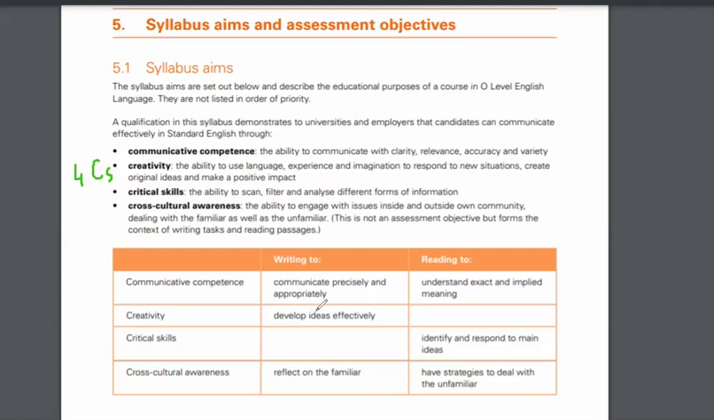Creativity: to be able to develop ideas effectively, especially with reference to the writing paper. Critical skills: especially with reference to the reading paper, you will be able to identify and respond to the main ideas. Cross-cultural awareness: to be able to reflect on familiar content or familiar ideas, and to have strategies to deal with unfamiliar topics if ever given in your examination question.